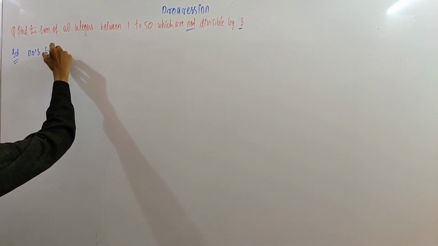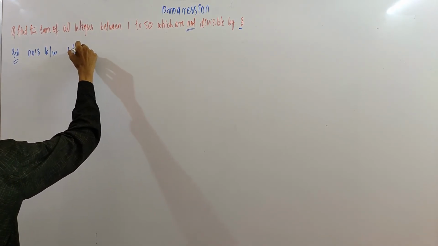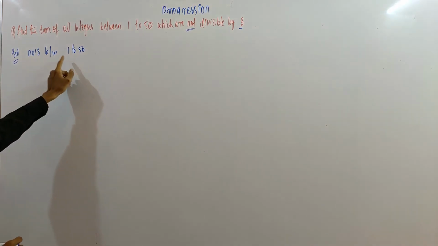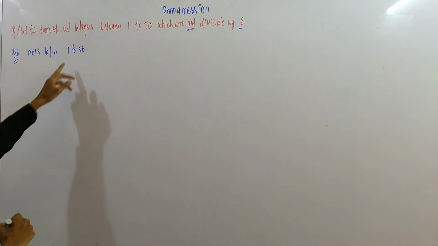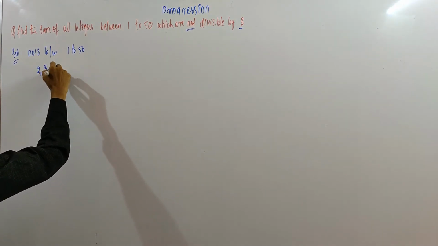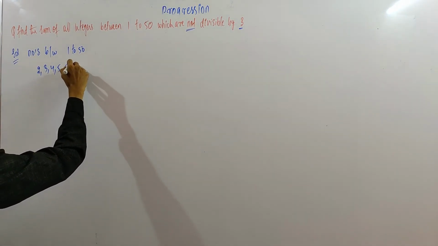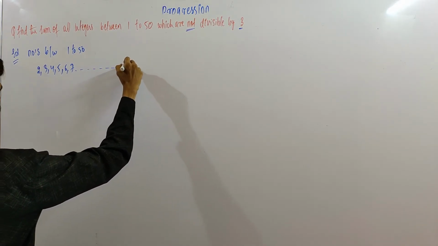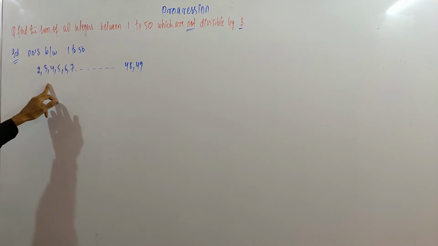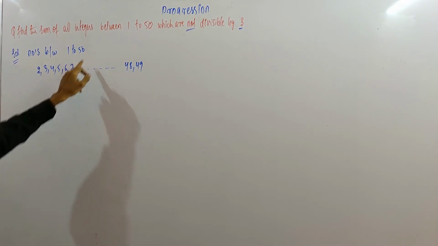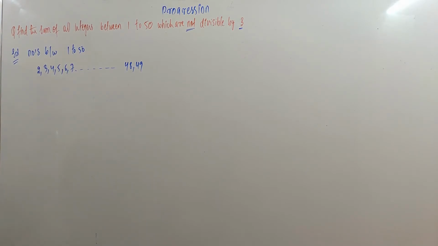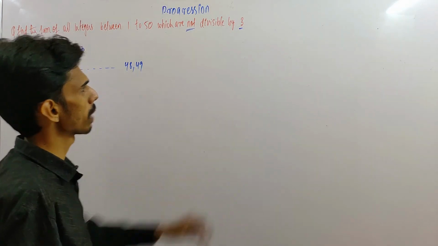Numbers between 1 to 50. So we have to take between this 1 and 50. Don't take 1 and 50. Excluding these two values, we have 2, 3, 4, 5, 6, 7 up to 48, 49. These are the numbers between 1 and 50. We have to take the sum of all these numbers which are not divisible by 3.